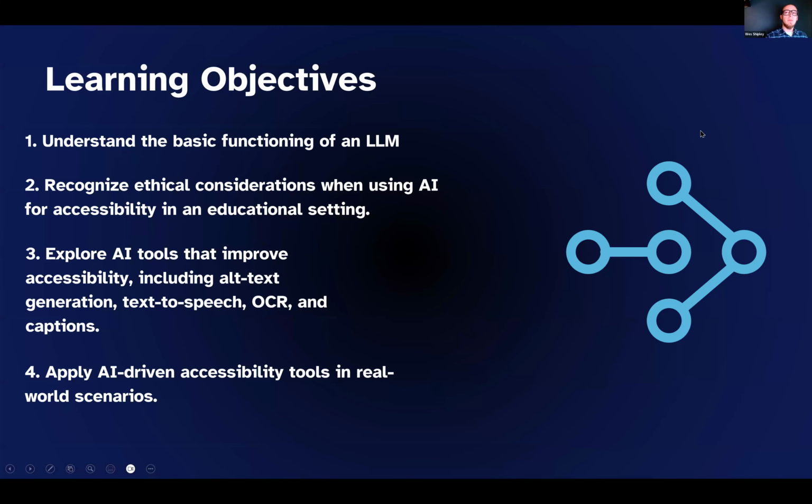So today we're going to be talking about LLMs, or large language models. You've probably heard about them and used them. We're going to briefly cover large language models and give you two hopefully helpful and interesting tips for using them. We're going to briefly discuss some ethical considerations when using AI for accessibility in an educational setting. There are plenty of ethical issues when it comes to AI, but we'll be talking about it in our setting. We're going to explore AI tools that improve accessibility, including alt text generation, text to speech, OCR, which means optical character recognition, and captions. And then finally, we're going to learn to apply AI-driven accessibility tools in real-world scenarios.